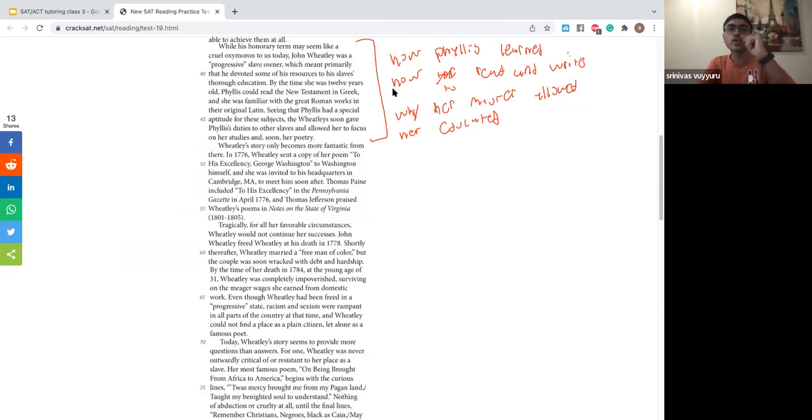Okay, Wheatley's story only becomes more fantastic from there. In 1776, Wheatley sent a copy of her poem to His Excellency George Washington, to Washington himself, and she was invited to his headquarters in Cambridge, Massachusetts, to meet him soon after. Thomas Paine included "To His Excellency" in the Pennsylvania Gazette in April 1776, and Thomas Jefferson posted Wheatley's poems in the Notes on the State of Virginia, 1801 to 1805.